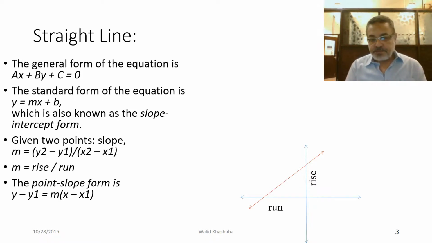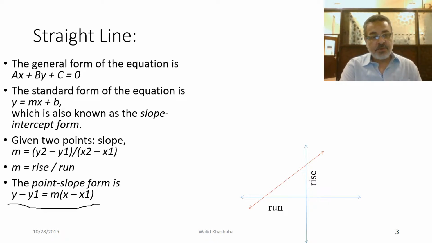Well, we can also generate the equation of a straight line knowing the slope and 1 point, using this final equation here. Y minus y1 is equal to m, which is the slope, times x minus x1, where x1 and y1 is the point that lies on the line.